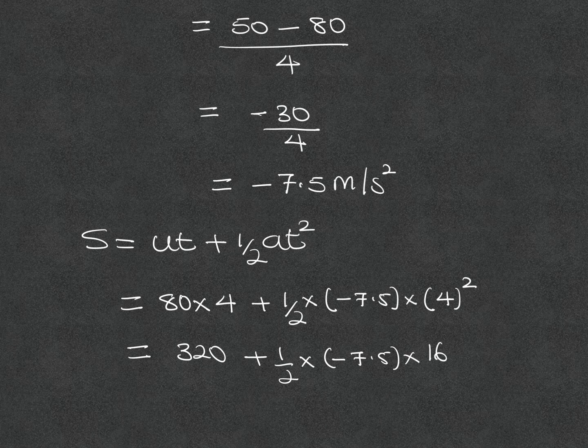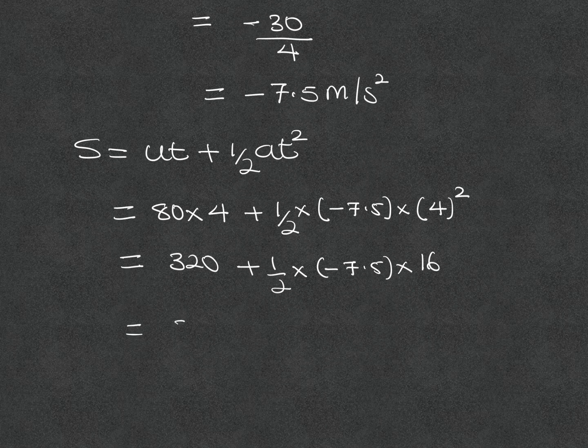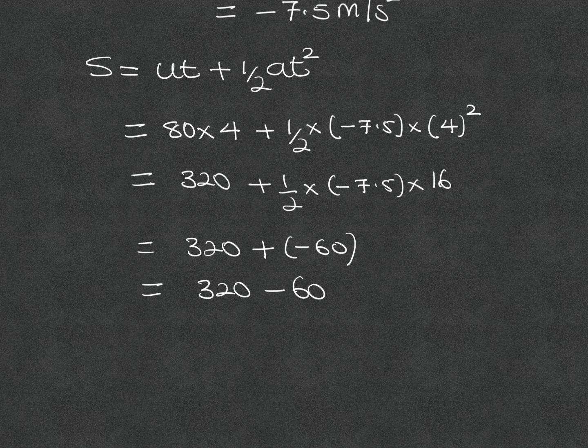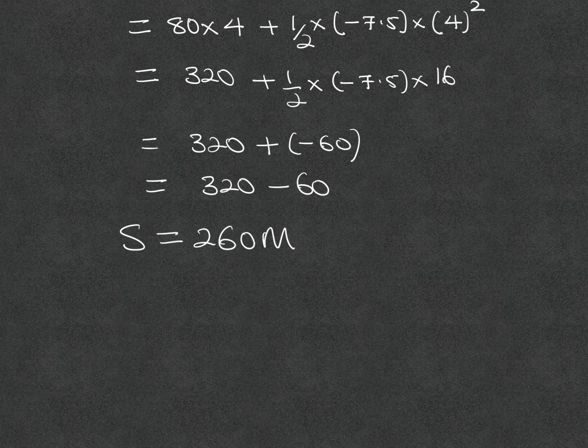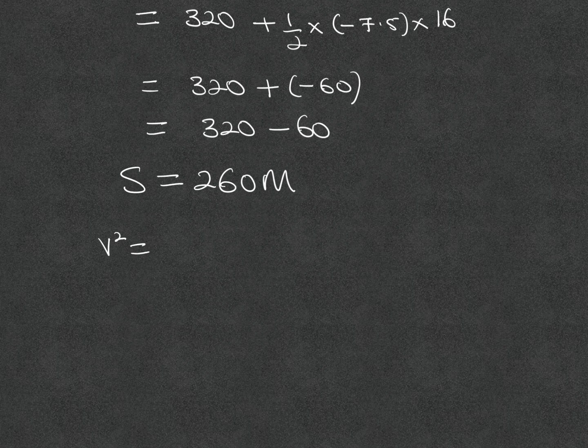plus half multiplied by minus 7.5 multiplied by 4 squared, which is 16. So that will be 320 plus 1 over 2 multiplied by minus 7.5 multiplied by 16, which will be minus 60. So therefore we'll have 320 minus 60, and therefore the distance is 260 meters.